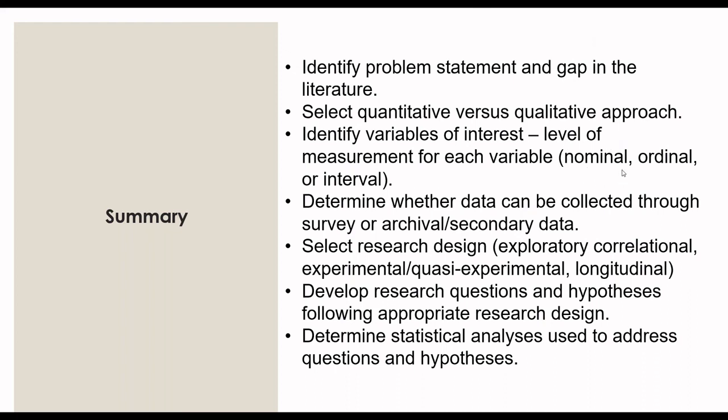So it can be nominal, which is categorical, like ethnicity. It can be ordinal, which means it has a hierarchy to it, like education, or it can be interval, something like GPA, or if on a survey you ask for someone's age specifically, that would be interval.